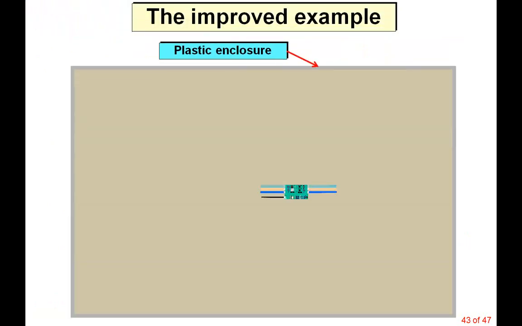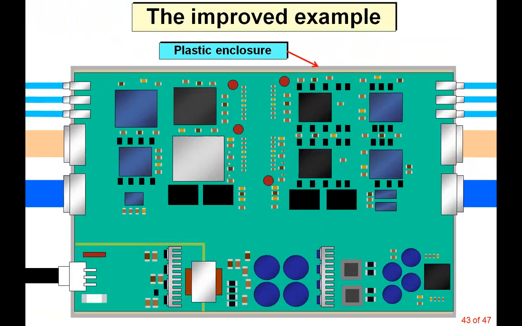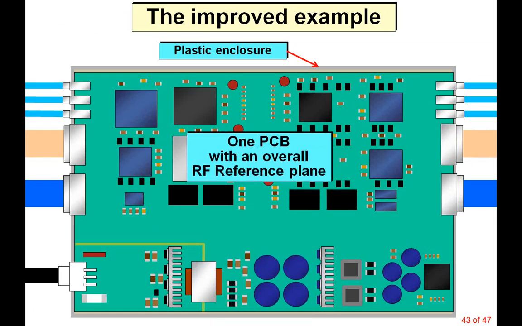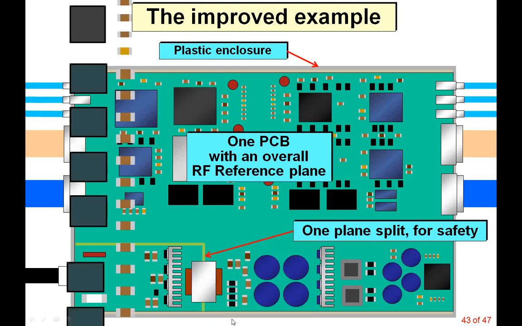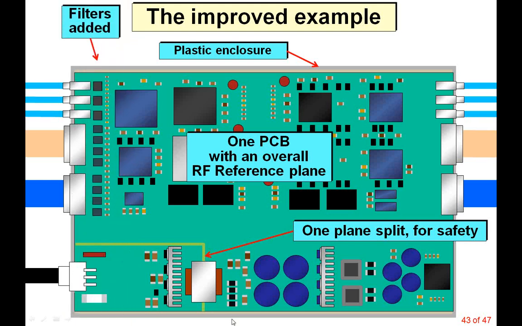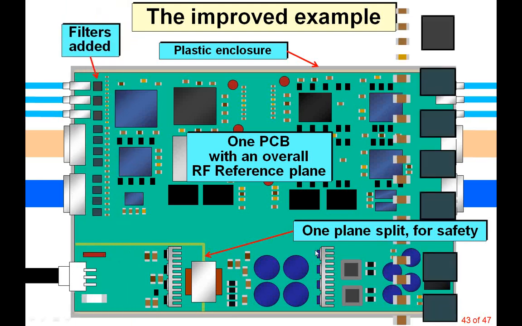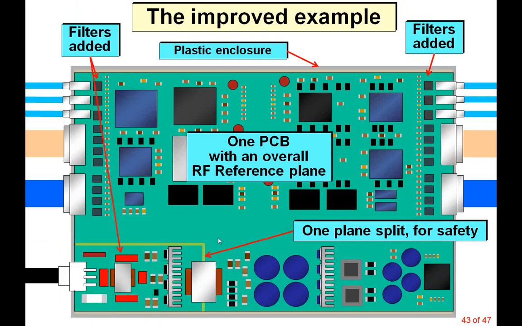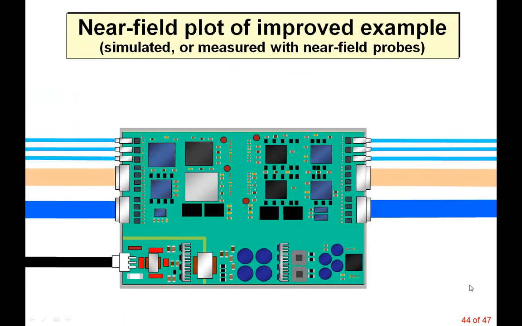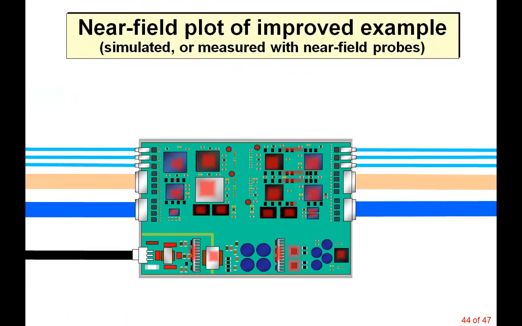Here's our improved example. Here's our plastic enclosure, single printed circuit board, with one overall radio frequency reference plane, and there's obviously a plane split here for safety reasons in the power supply area, but no other plane splits. There's a bunch of filters on all the inputs, and a bunch of filters on all the outputs, and a bunch of filters on the mains. Let's measure that now with our close field probe. This is what we get.